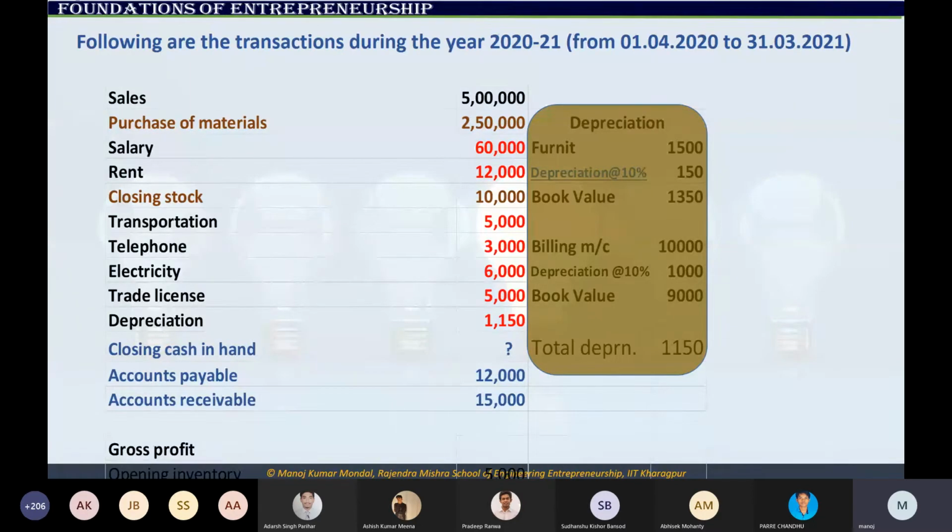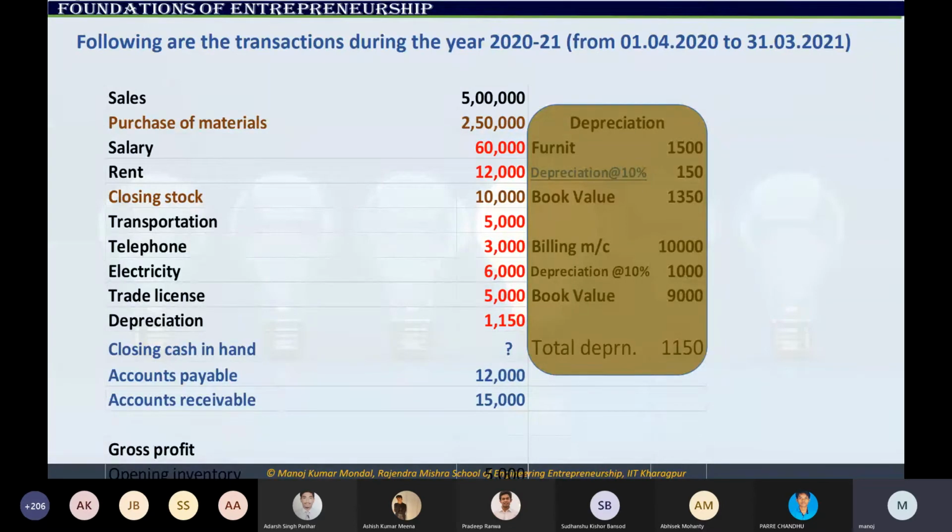Okay, so this is the salary, then rent, then closing stock, then transportation cost, like when you go to Gol Bazaar to buy something or you tell your staff to go to Gol Bazaar, bring some goods, he will go maybe by auto rickshaw or rickshaw or taxi or something. Then you have paid 5,000 rupees towards that. For telephone bill you paid 3,000, electricity bill 6,000, trade license renewal 5,000. Without a trade license you cannot do any business. Remember that.